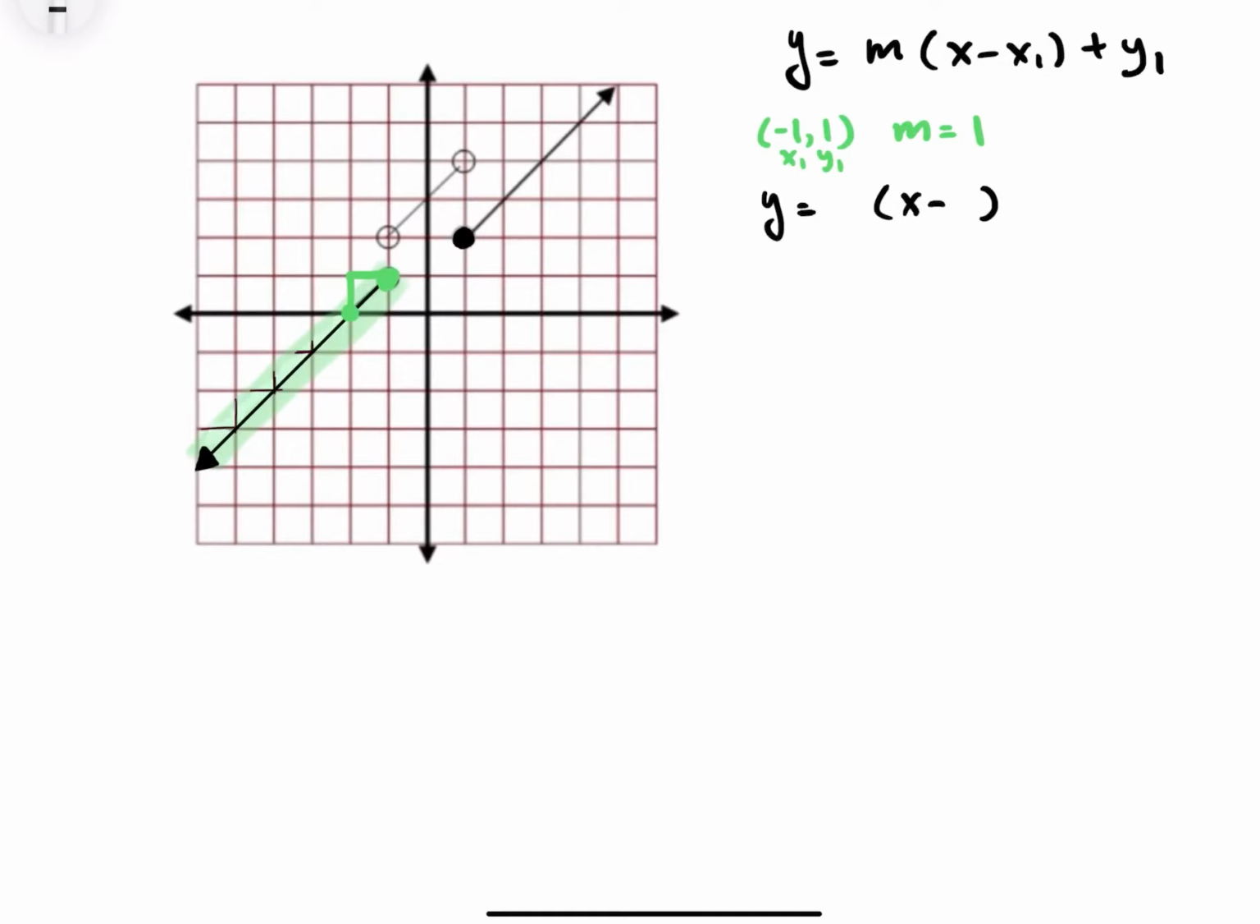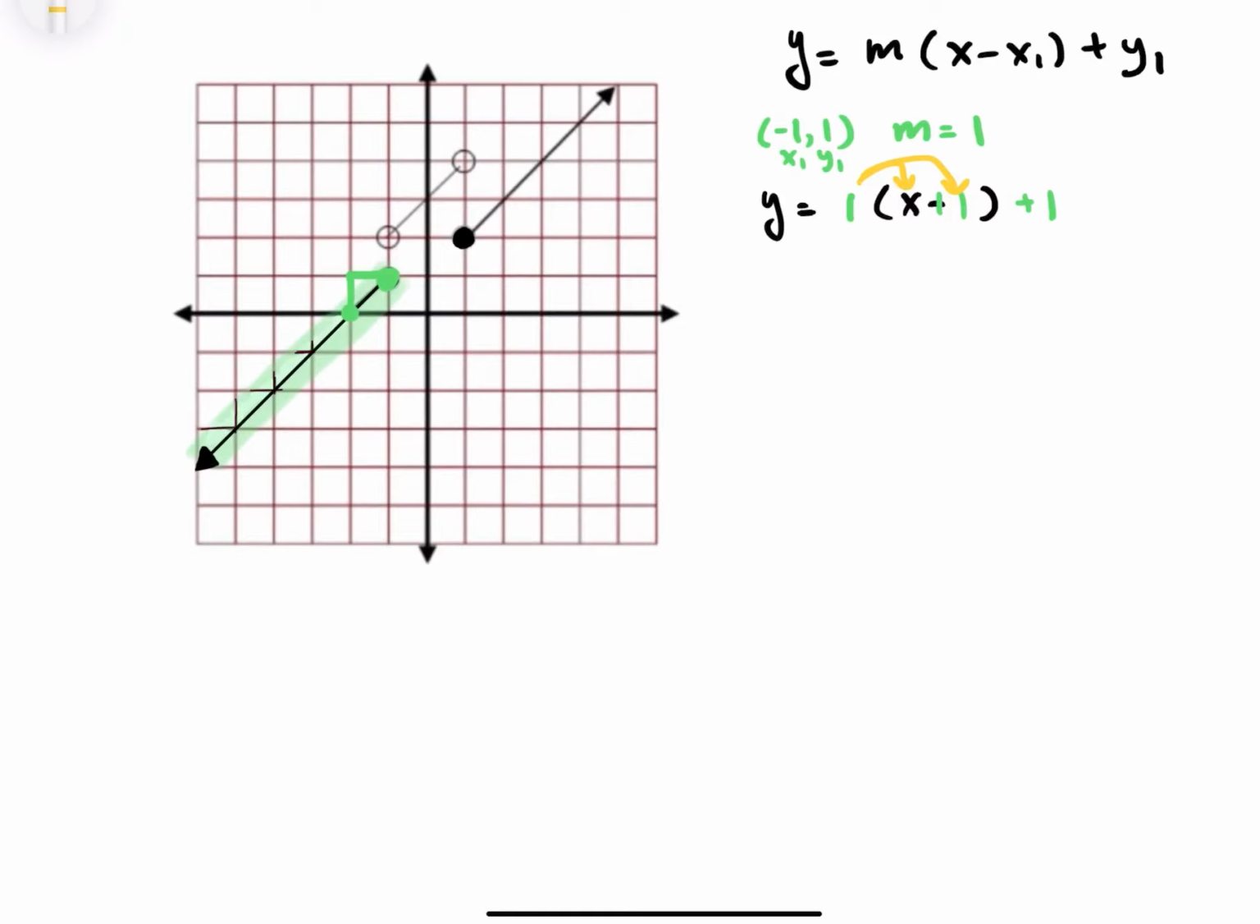So I'm going to substitute everything I know. Well, I do know that m is equal to 1. So I'll put, and our x1 is -1, so that means plus 1. And then we have our y1, which is 1. Okay, you could write it in point-slope form, but most of the time, people will go ahead and rewrite it in slope-intercept form. To write it in slope-intercept form, you just distribute.